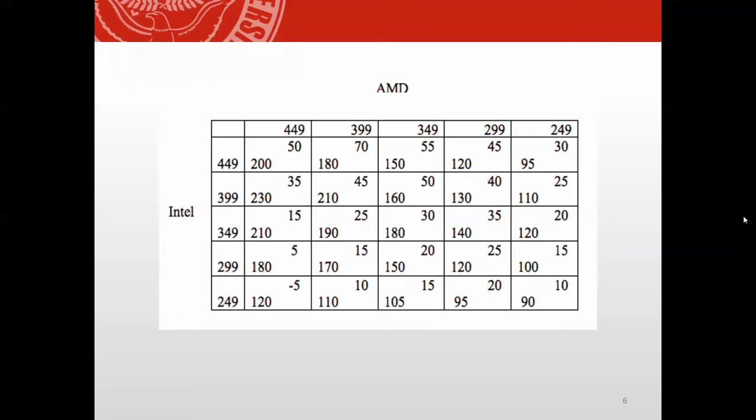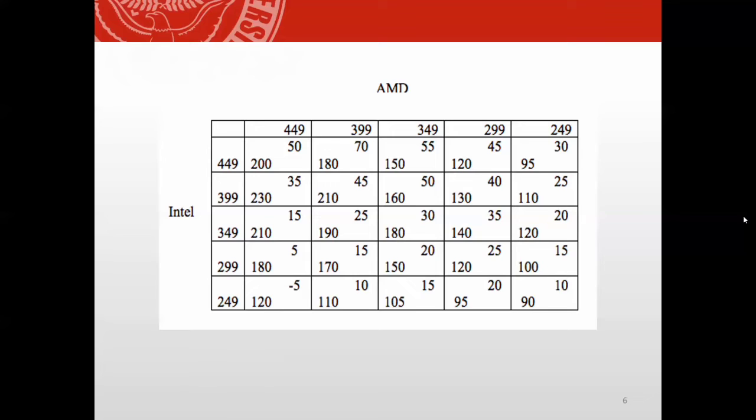Okay, now if Intel chooses 449, the second number we're going to look at is the best for AMD, which is the 70. For the 349 price, which one is the best for AMD? It's the 50. And for the 299, it's the 35, 25, and also the 20. And now already we got a Nash equilibrium, which is the 140 and 35 at the price of 299.